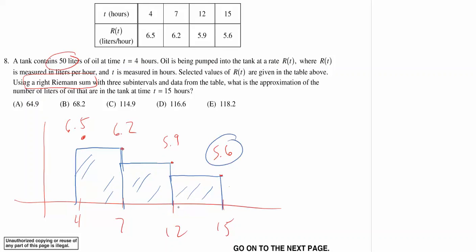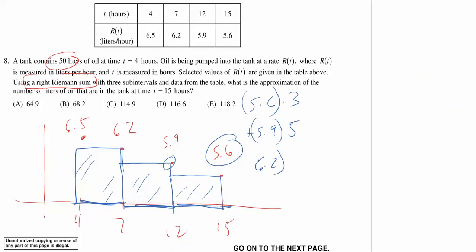So 5.6 times the base of 3, plus 5.9 times the base of 5, plus 6.2 times the base of 3. Now, no calculator, so I'm going to approximate first and see what I get. Let's see if I can get there without actually doing it.